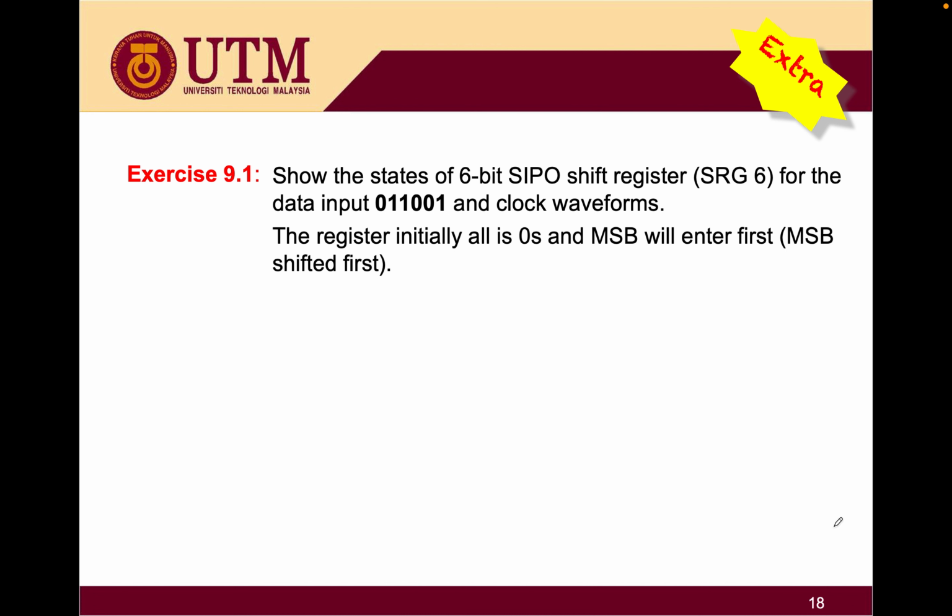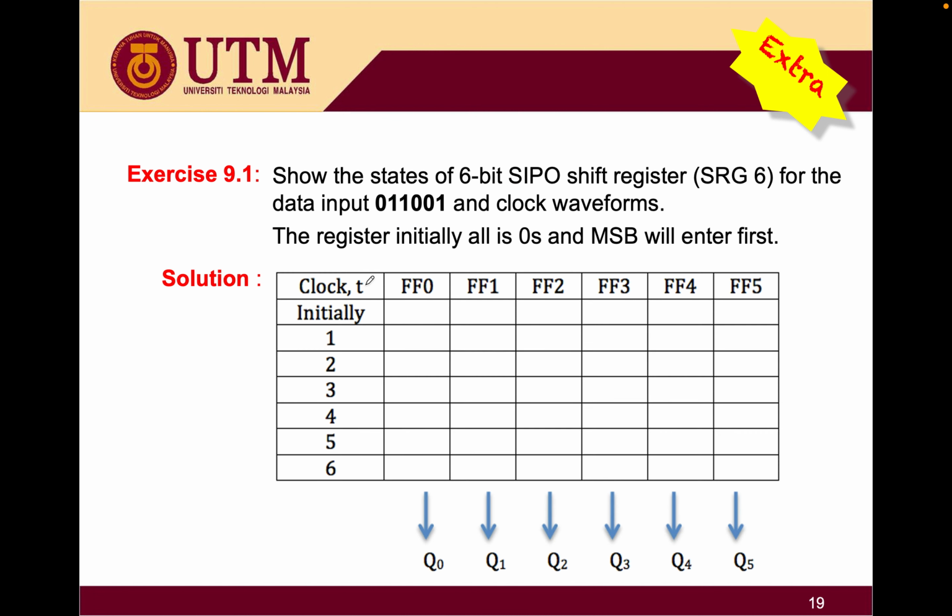Show the stages of a 6-bit SIPO shift register. Oh, now you have 6. And of course, you're going to have 6 flip-flops. You're going to have Q0, Q1, Q2, Q3, Q4, and Q5 altogether. For the data input and the clock wave here, the register is initially all 0. It's already mentioned everything is 0. And the MSB will enter first. So the MSB is shifted first. So here will be your table.